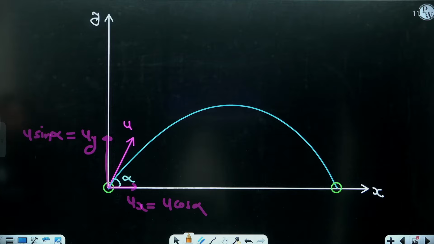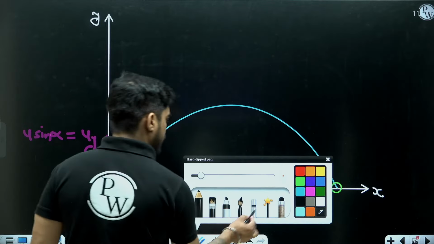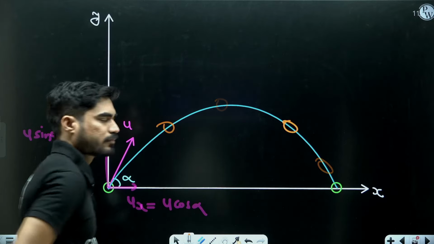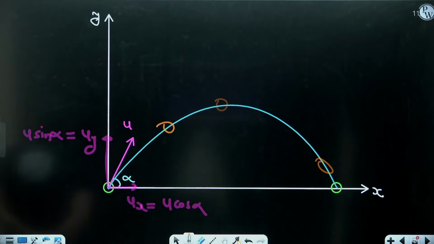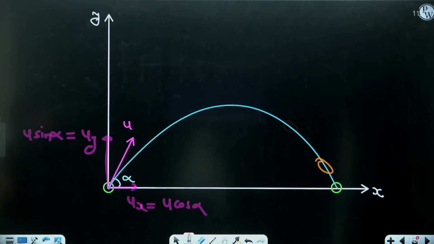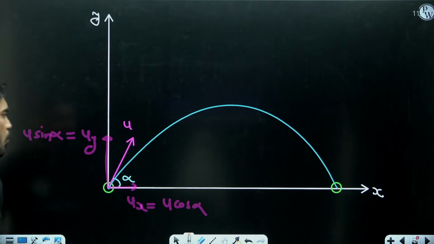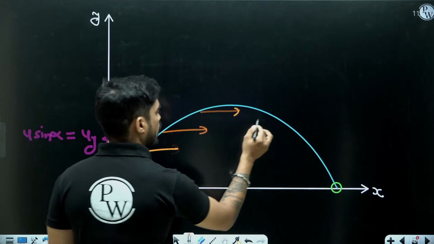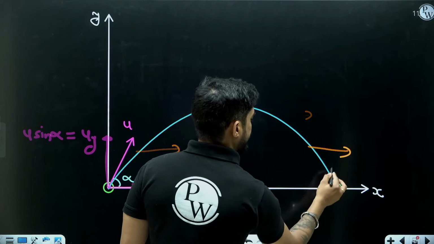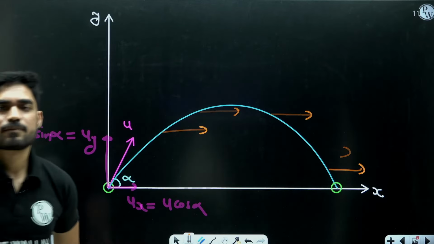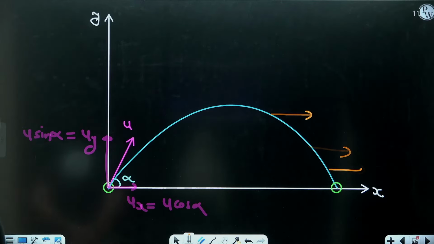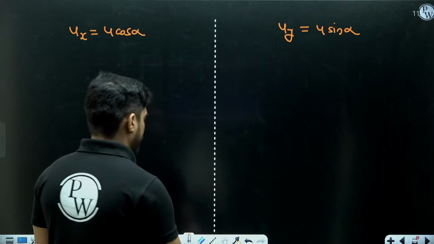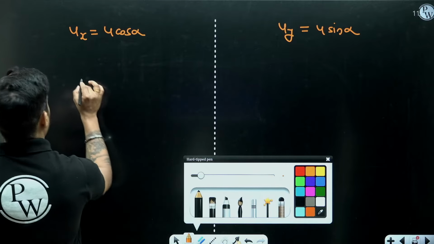When this football is in the air, let's say the football is here or here or here, you can see that there is no force acting on the football in the x direction. In the x direction there is no force. And if there is no force acting on the football in the x direction, it means there is no acceleration in the x direction.